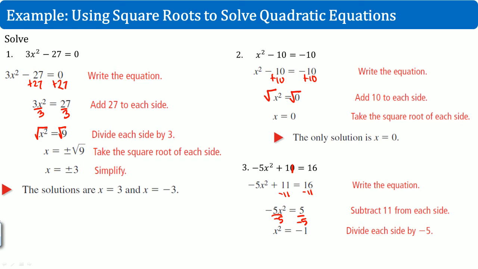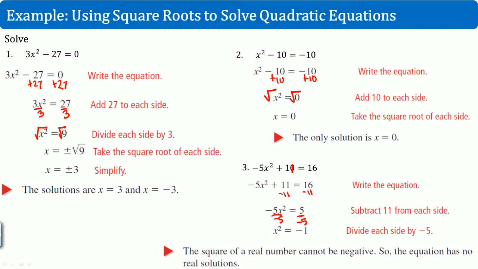Now, you would want to take the square root, but an issue arises. The square root of a real number cannot be negative, so the equation has no real solutions. Yes, there is a chance that you can do imaginary numbers, but for the sake of this lesson, we would say that you cannot take the square root of a negative number because you're going to get imaginary solutions. So here you would say that there are no real solutions here.